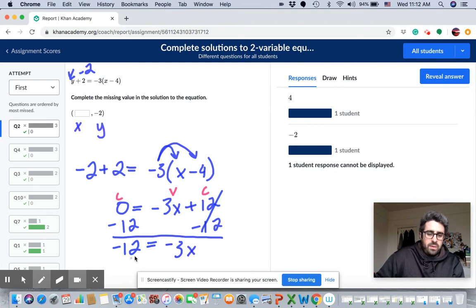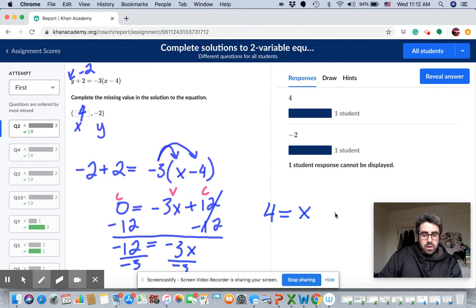And we're left now with a very simple equation. -12 equals -3 times x. Whenever I see the value next to a variable, that means it's multiplied. So finally, I'm going to divide by -3 on both sides of the equation. -12 divided by -3 is +4. Negative divided by negative is a positive value. So positive 4 is equal to x. So I would put that in as my answer. I would input 4.